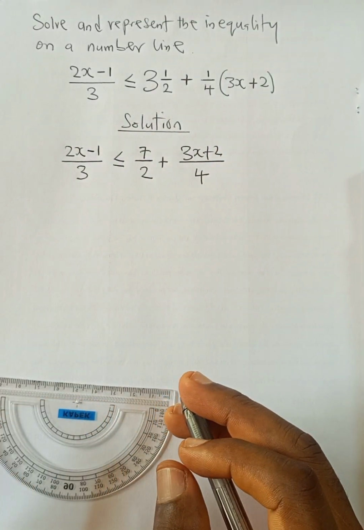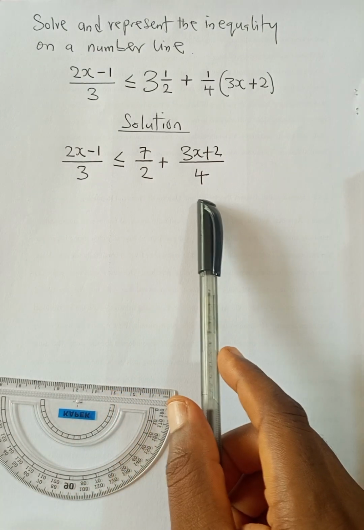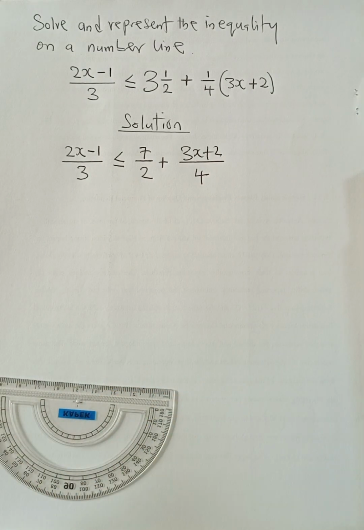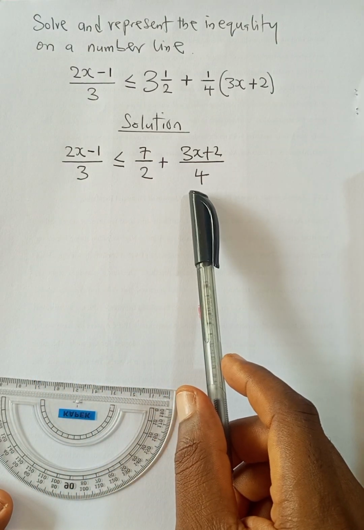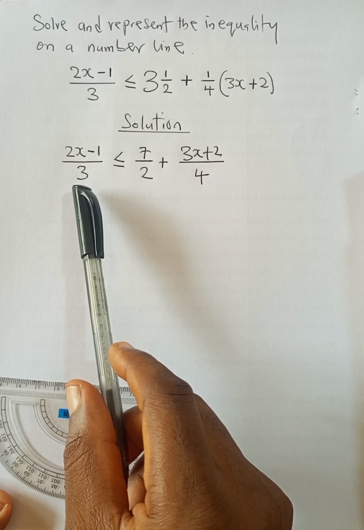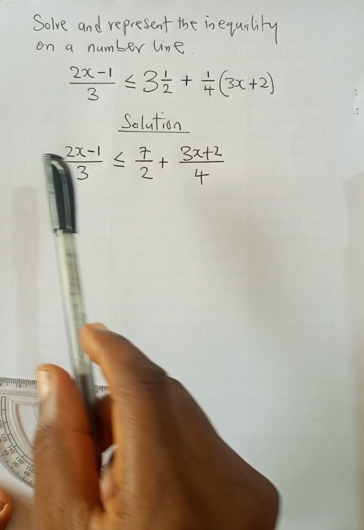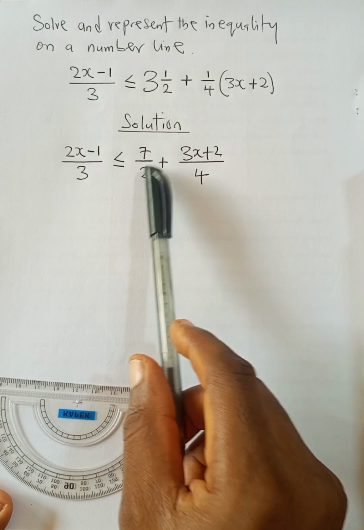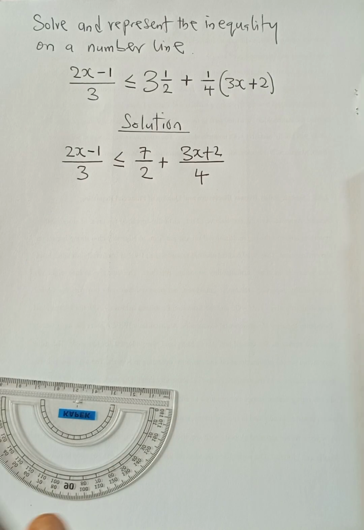Now, listen carefully. In inequality, there are different ways to solve inequality, just like there are different ways to solve equation. Some people may prefer to find the LCM and then cross multiply. Some people may prefer to multiply through with the common denominator. What do I mean by the common denominator? The LCM of 3, 2, and 4 is 12. Times this one by 12, times this one by 12, times this one by 12. Then you have a linear equation. It's easier to solve. In fact, that is what I recommend. That is the best approach.